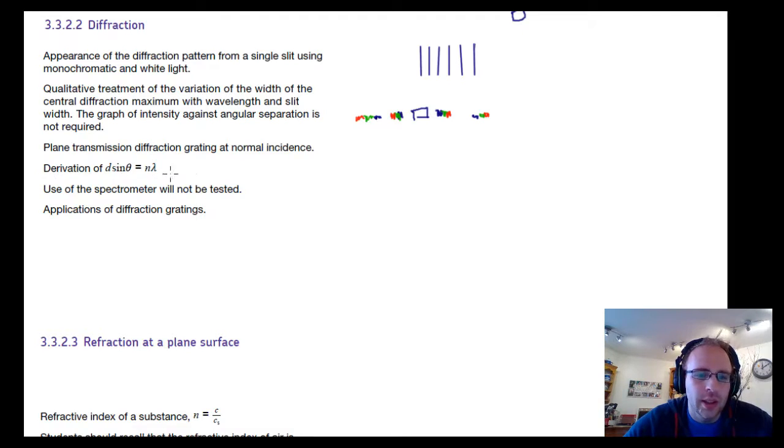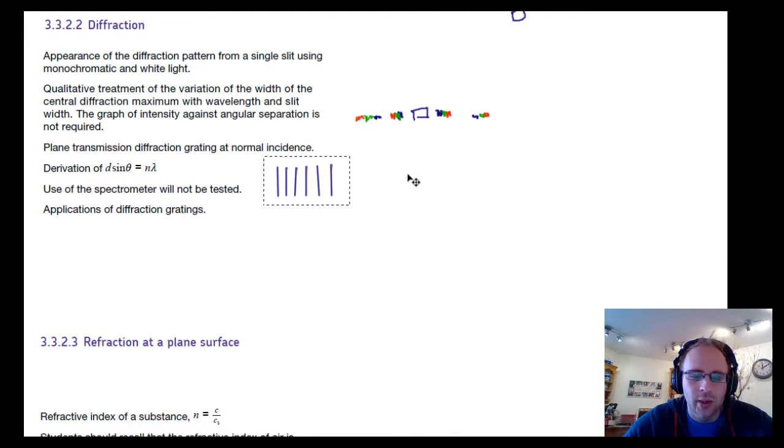Ooh, derivation of d sine theta equals n lambda. So for a single slit diffraction. Aha! Right, ignore everything I just said. This one down here is going to go with a plane transmission diffraction grating. This is for a single slit.